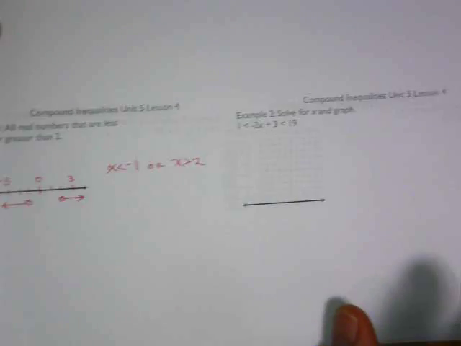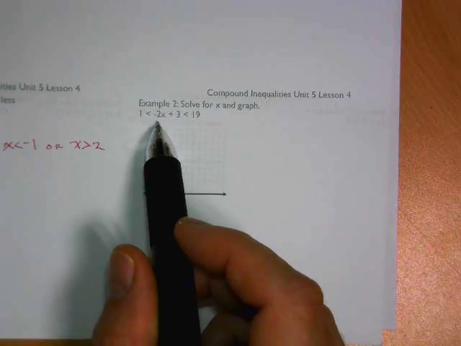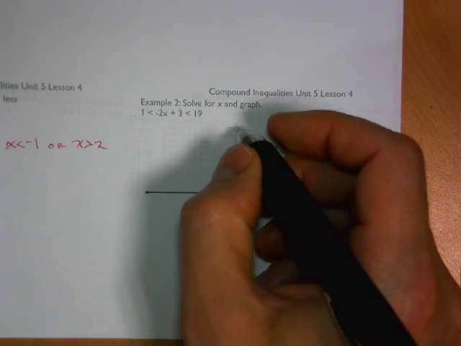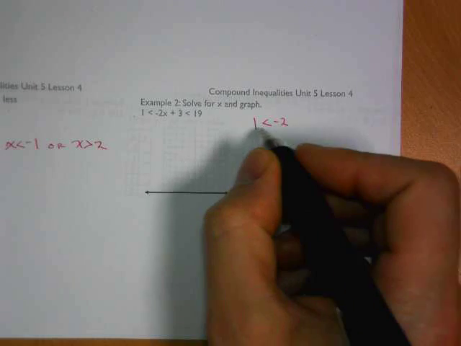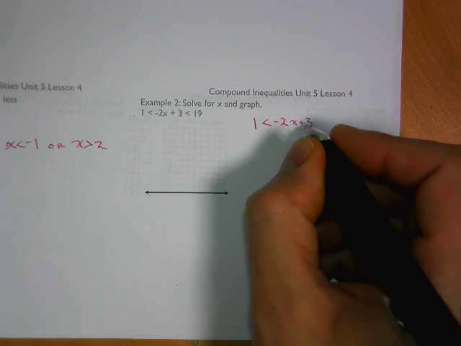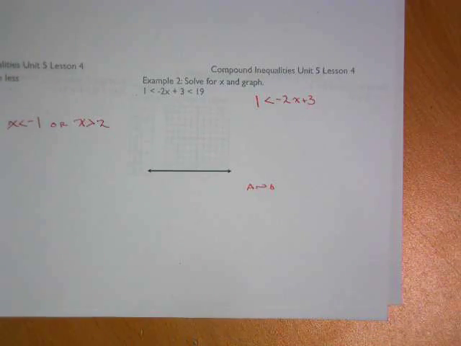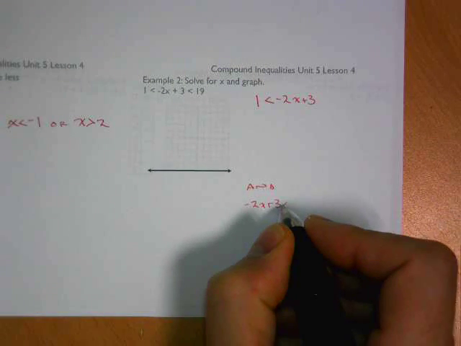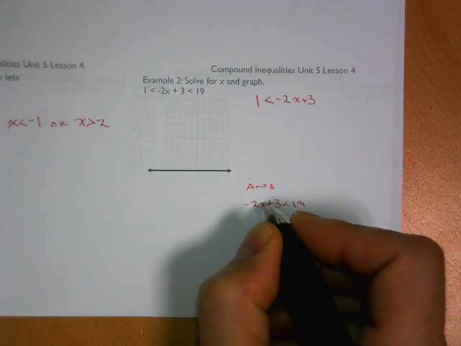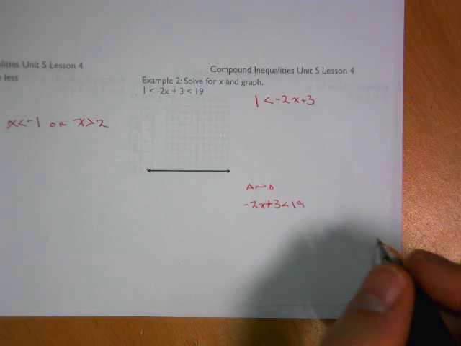And there we have our first compound inequality. Now here, this one can look intimidating, but it doesn't have to be. If you realize that all I have to do is split it up and make two inequalities. So I have 1 is less than -2x plus 3, and I also have -2x plus 3 is less than 19, and then I just have to solve each one of these and graph them. Well, it's no more difficult than what we did the other day with multi-step inequalities.